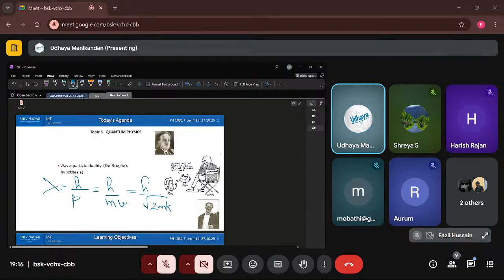You can also put it in terms of voltage. In voltage, it will be nothing but, for an electron in specific, 12.27 by root V. You can define your K as qV. K in terms of the energy is nothing but voltage related to charge. Right?